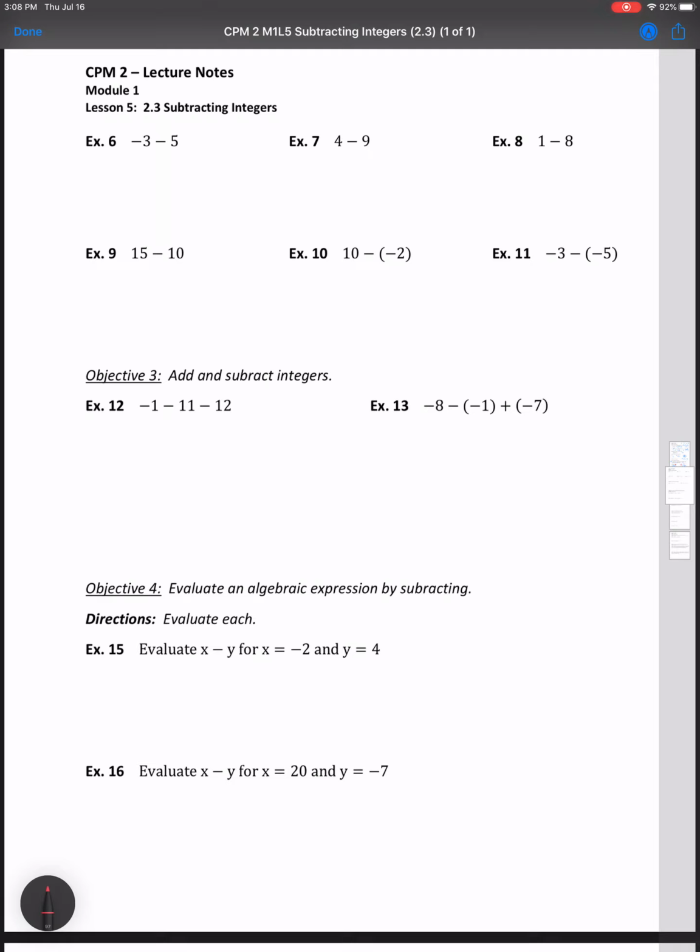So example 6, negative 3 minus 5. If I ask you same sign or different sign, look directly in front. You see the same thing. I don't care whether you call it a minus, a subtract, a negative. You see the same symbol. So in that case, we're going to add, keep the sign.